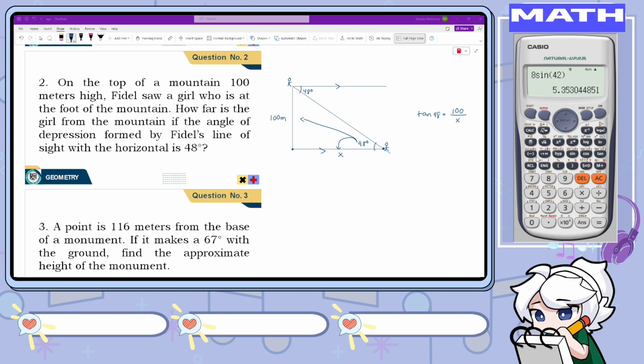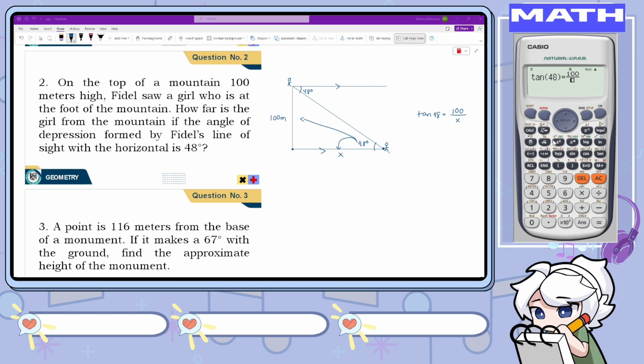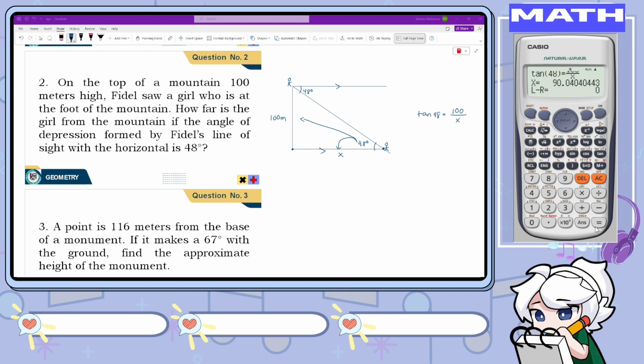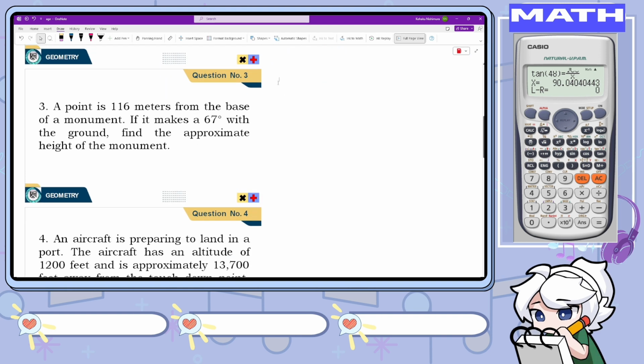If you want to solve for x, you can use your calculator. Tangent 48 is equal to 100 over x. Solve. That's indeed correct. The answer is x is approximately 90.04 meters. Very good. So the girl is 90.04 meters away from the foot of the mountain. There you go. Next.